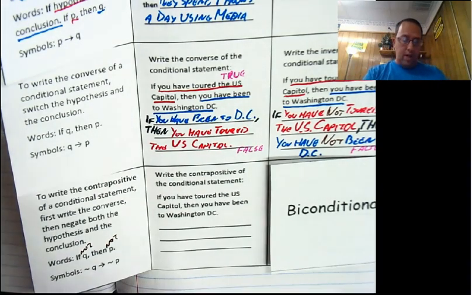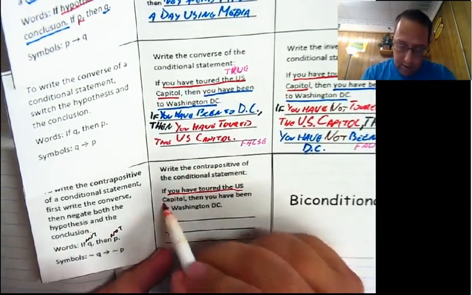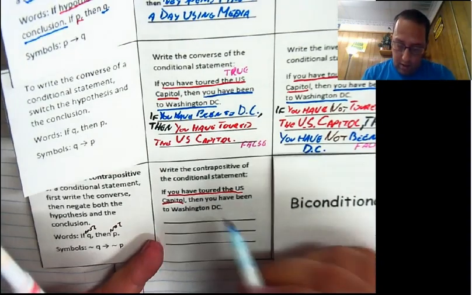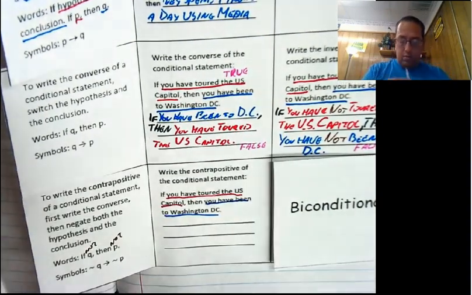So we have the same sentence. If you have toured the U.S. Capitol, then you've been to Washington, D.C. So my hypothesis and my conclusion, those are the same.